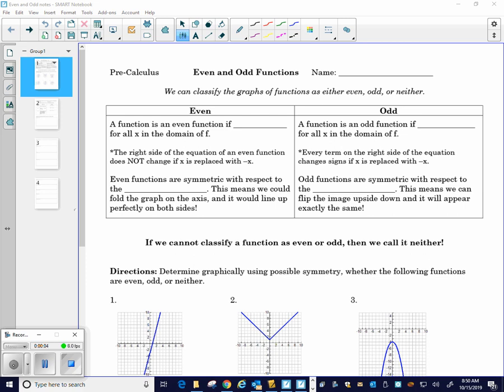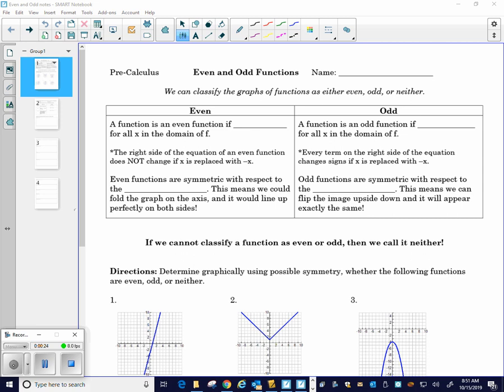Okay, so we're going to talk about even and odd functions. We did a drill on this and we came across some of the properties, and we're going to revisit those properties, and then we're going to figure out how to determine whether a function is even or if it's odd algebraically.